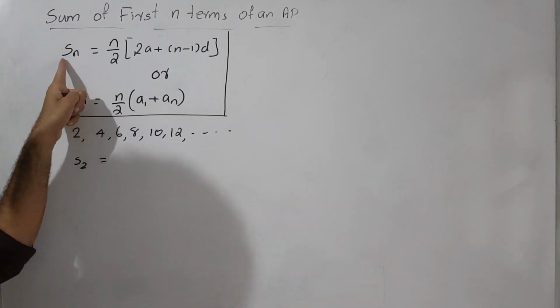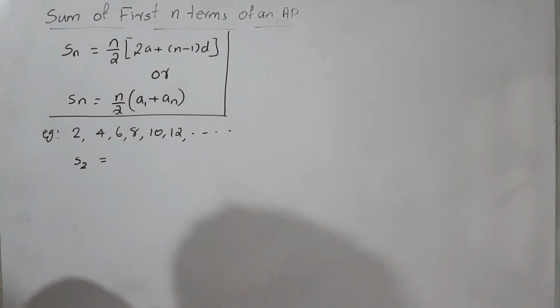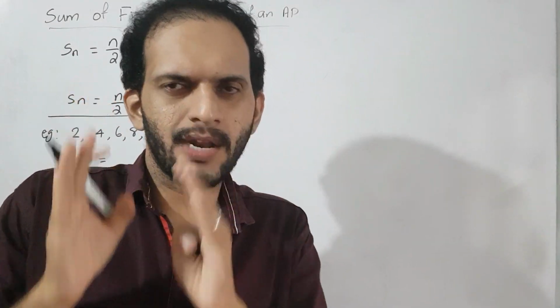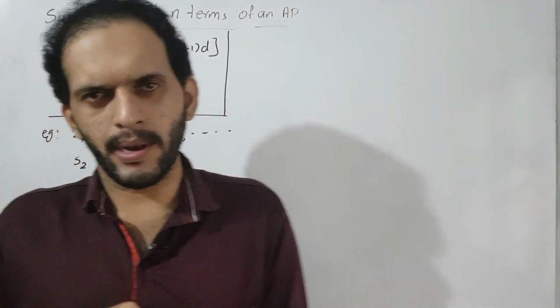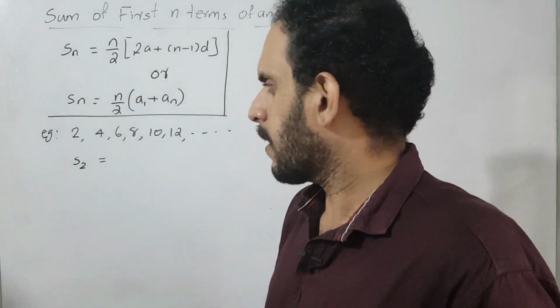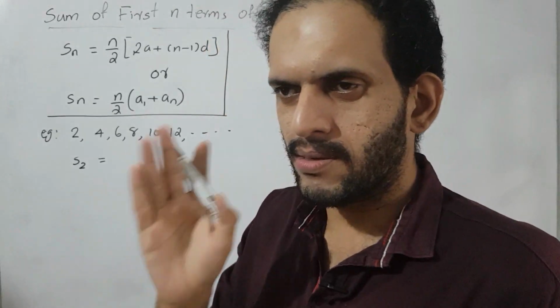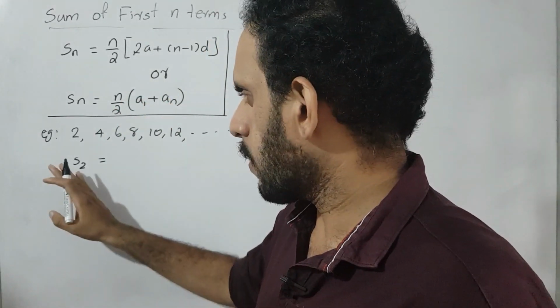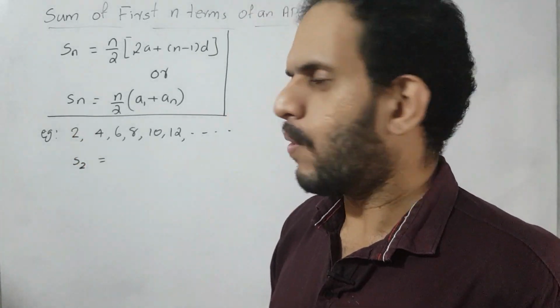Okay, Sn means sum of first n terms. ആദ്യത്തെ ടേം മുതൽ n ടേം വരെയുള്ള ആദ്യം മുതൽ അവസാനം വരെയുള്ള എല്ലാ ടേംസിൻ്റെയും സമ്മിനെയാണ് നമ്മൾ Sn കൊണ്ട് ഡിനോട്ട് ചെയ്യുന്നത്. അങ്ങനെയാണ് മക്കളെ. S2 means the sum of first two terms. ആദ്യത്തെ രണ്ട് ടേംസിൻ്റെ സമ്മാണ് എത്ര? S2. Then what is S2?